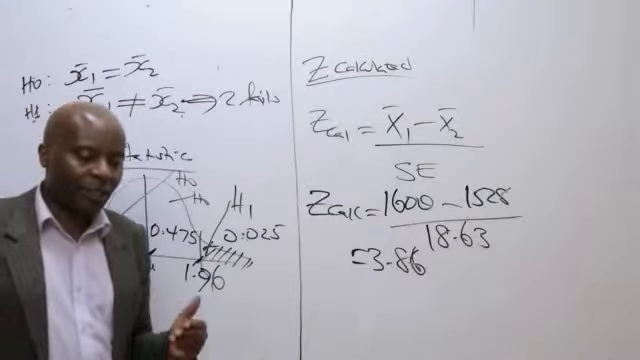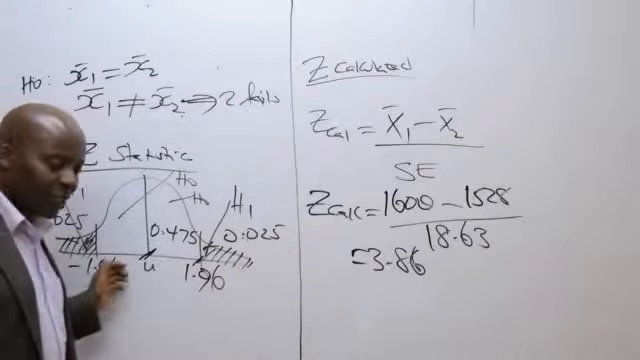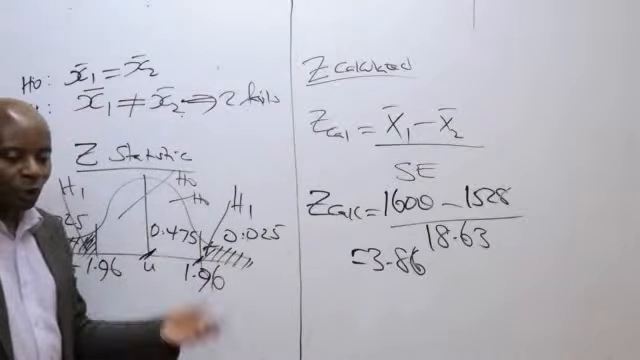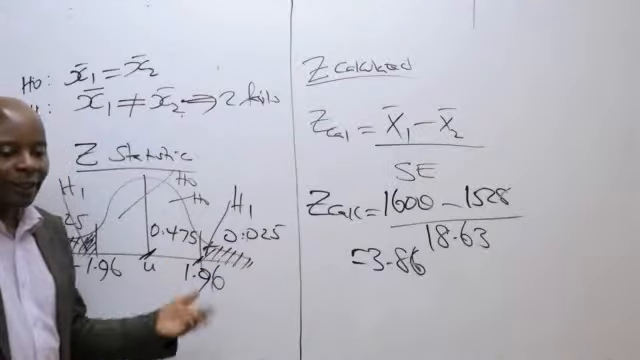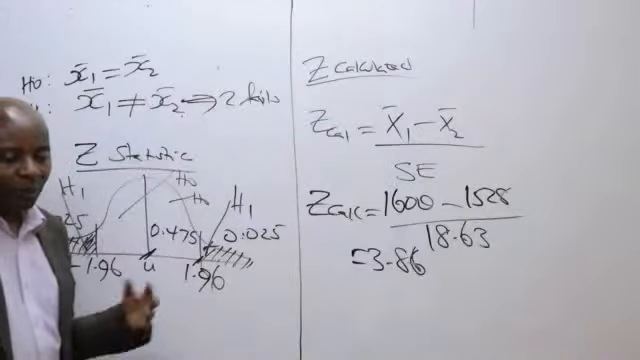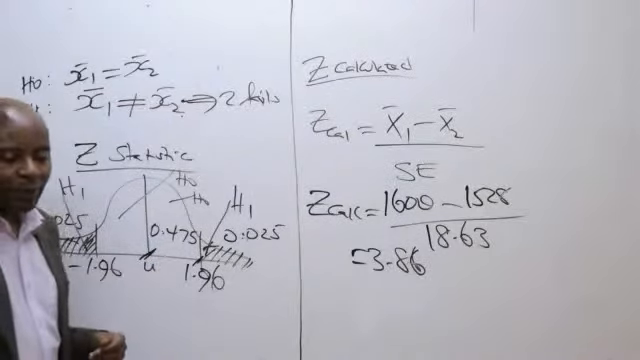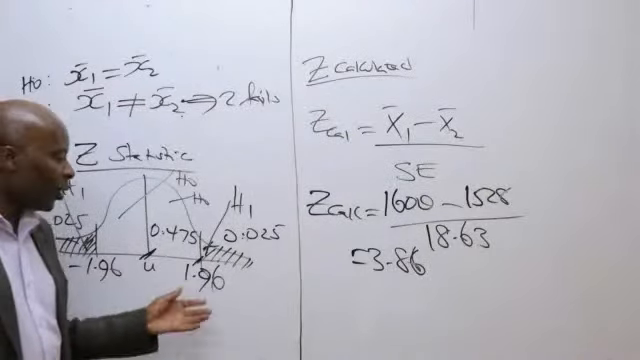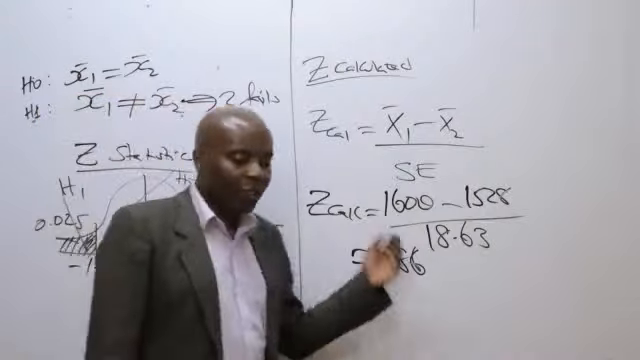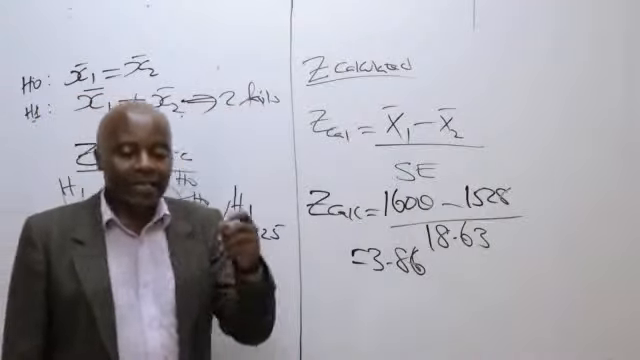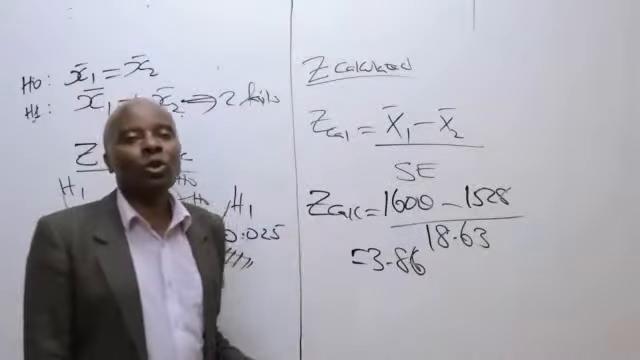The next thing, ladies and gentlemen, having gotten the Z calculated, is to come and fit it on this graph. And I can see for sure that the 3.86 is falling on the shaded area. So you simply say, it falls on the shaded area, therefore accept H1. Accept H1, yes. And when we accept H1, what conclusion are we having?